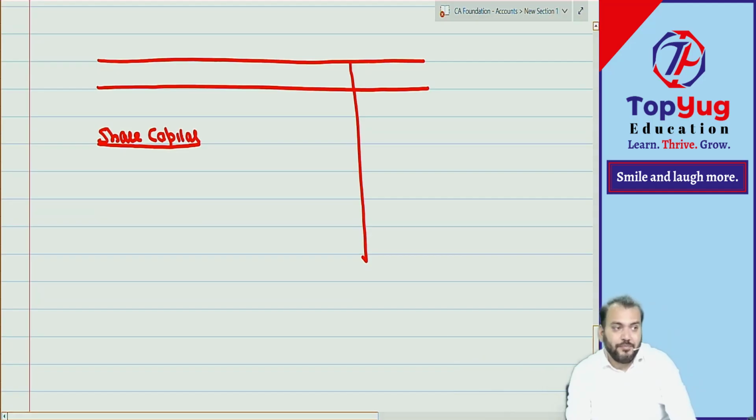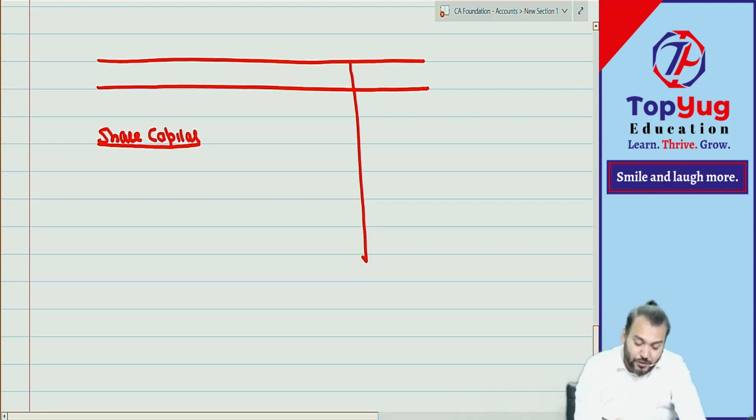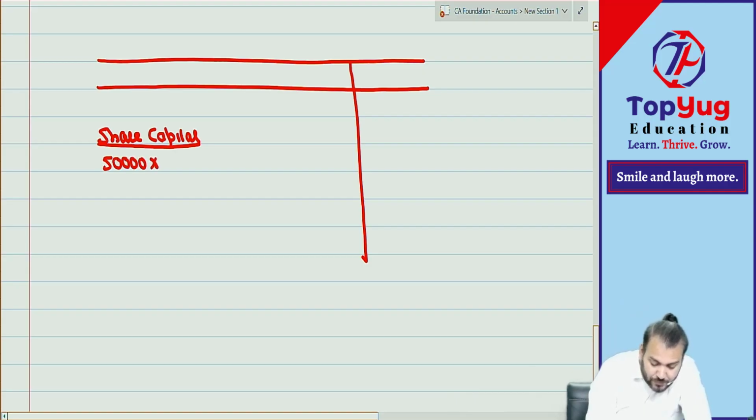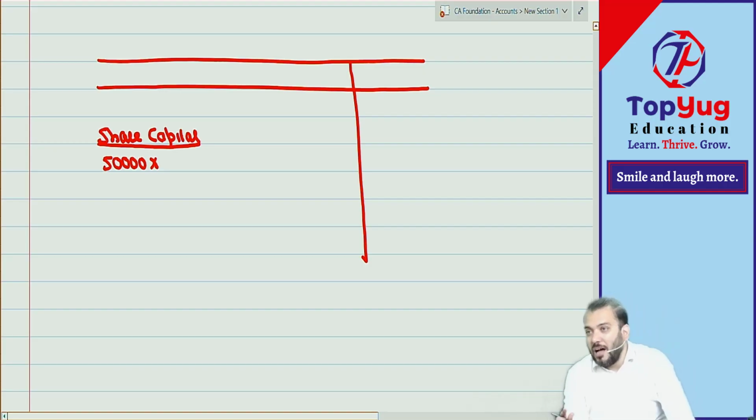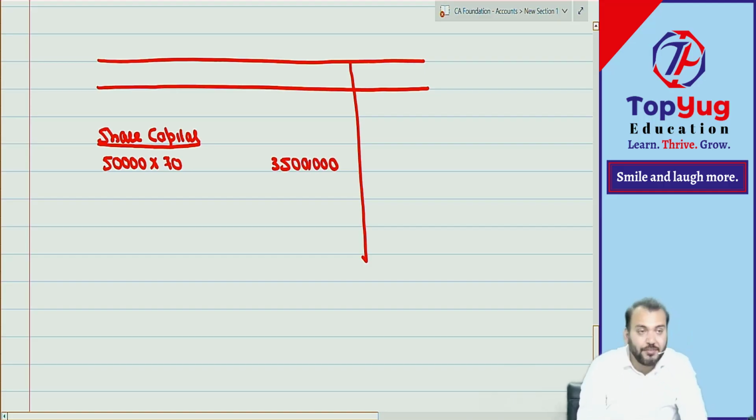Under the head share capital, we write down called up capital with nominal value, excluding premium. So what is the total number of shares? 50,000. How much is called up? Out of 100, what is uncalled? 100 is the face value. Uncalled is 30. So called is what? 70. So into 70, how much is it? 35 lakh. Correct.